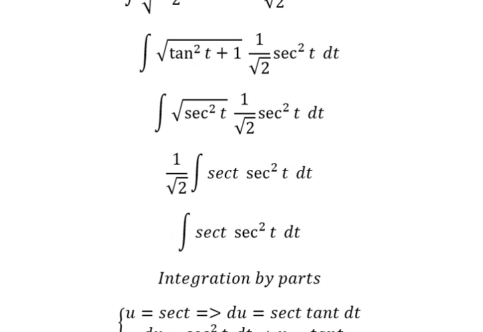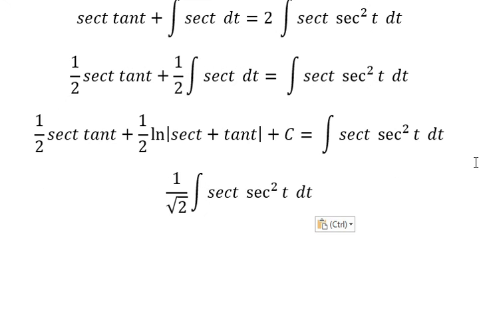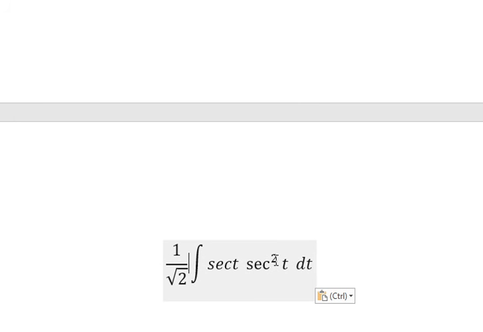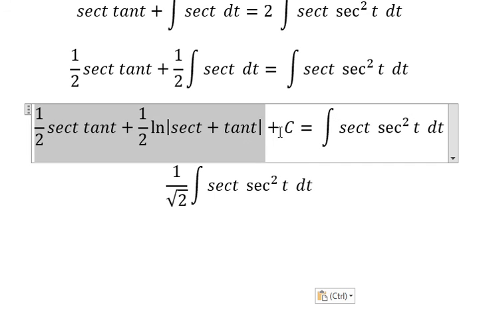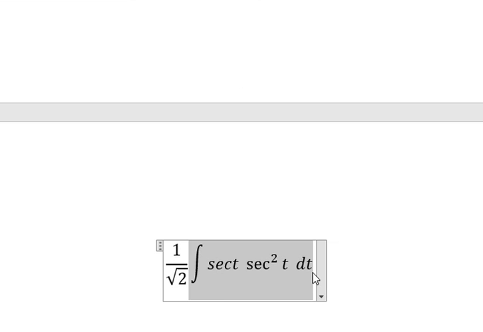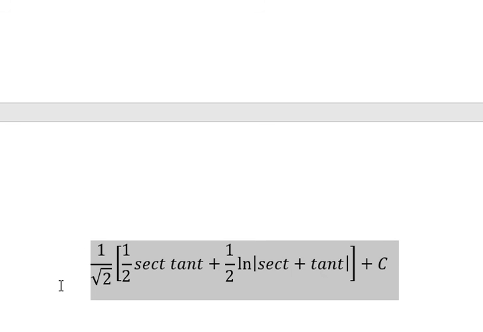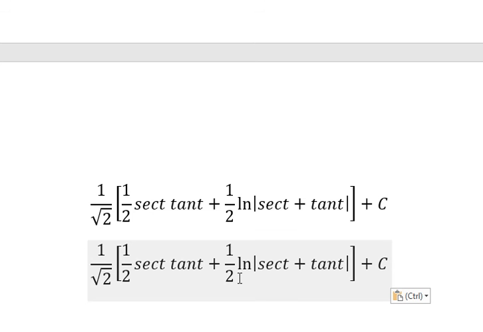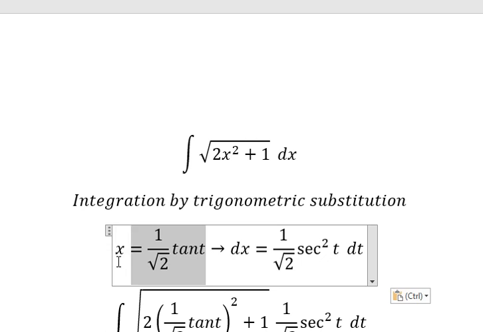Now we need to return back to this one. We know that this integration is this one. So we put this one here, and we put C. About t, that is this one.